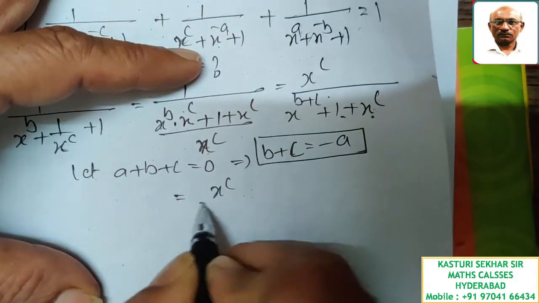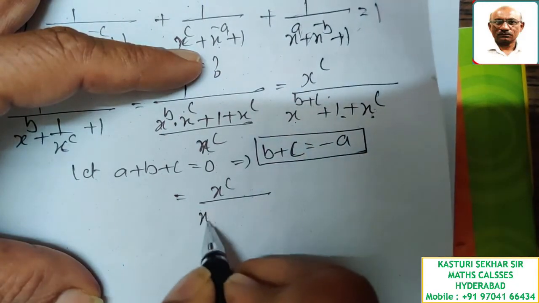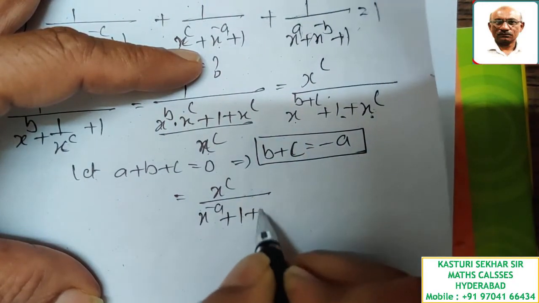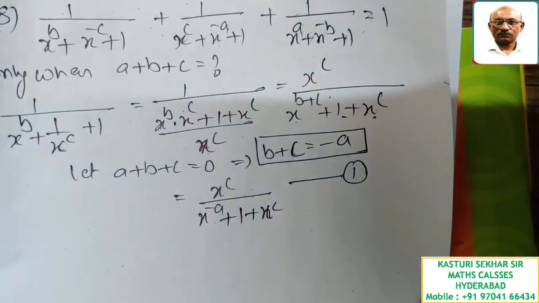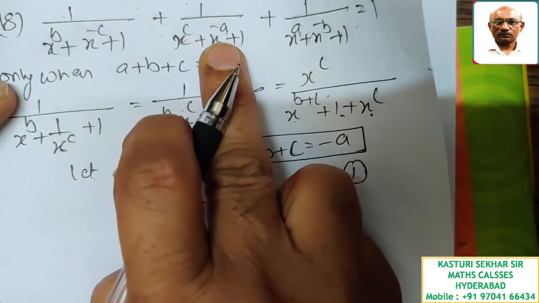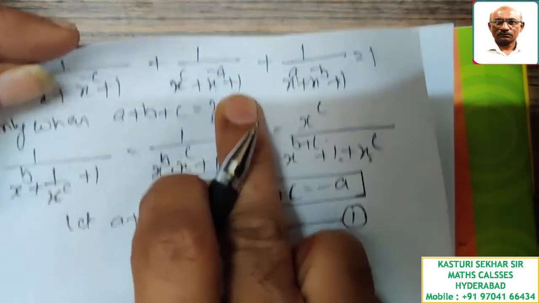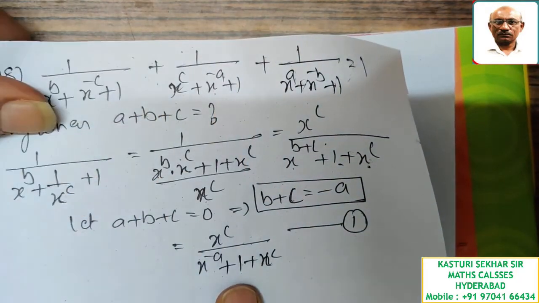So this x power c comes as it is. X to the power b plus c can be written as x power minus a, plus 1 plus x power c. This is the simplified value of the first term. Now see the denominator of the first term and the denominator of the second term. These two are exactly same.